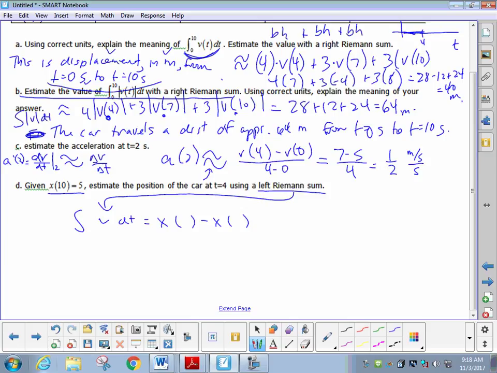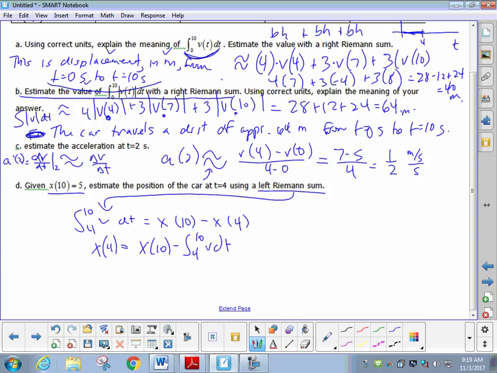What time interval should I make reference to or use? What two time points do I want to use? 10 and 4. Good, buddy. So that means I will be finding the change in position from time 10 to time 4, or from 4 to 10. If I then solve for what I want, x at 4 would be x at 10 minus the change in position.